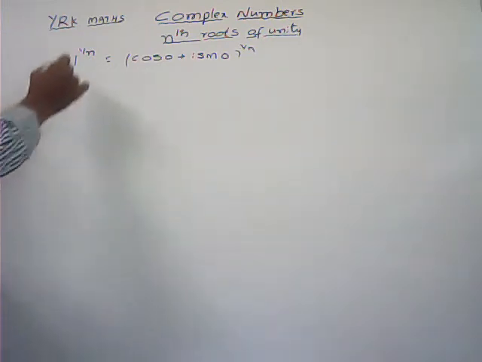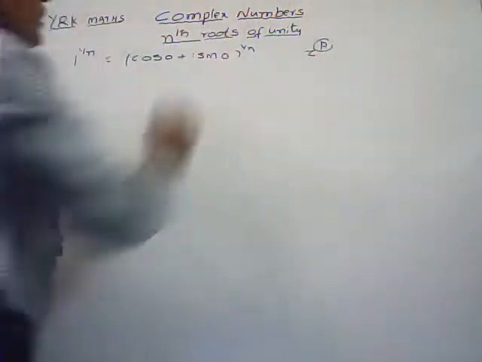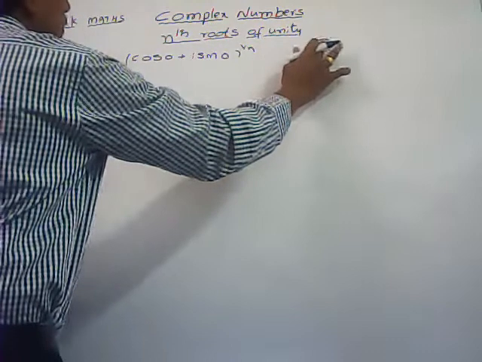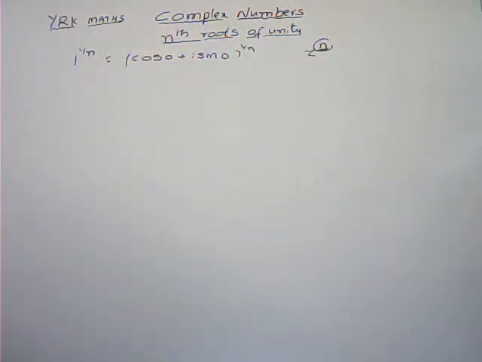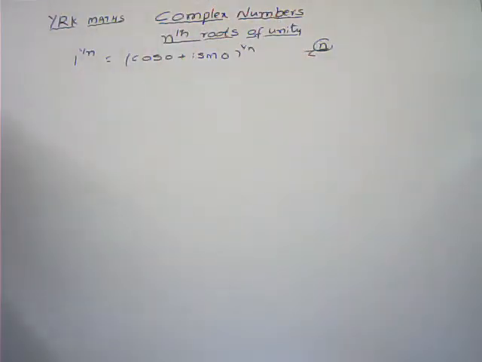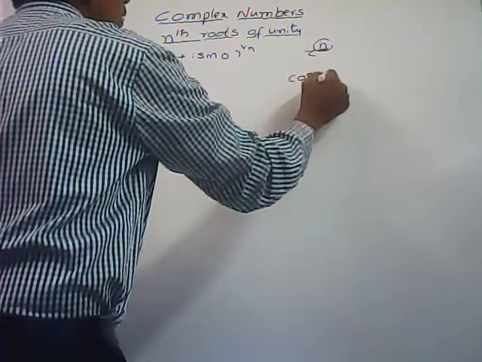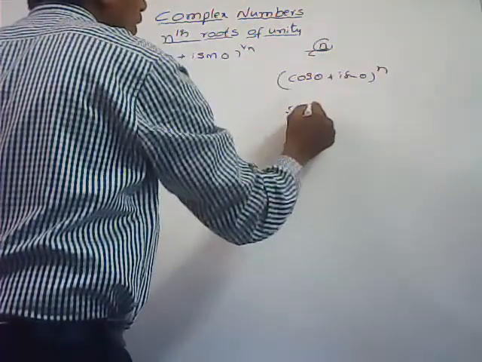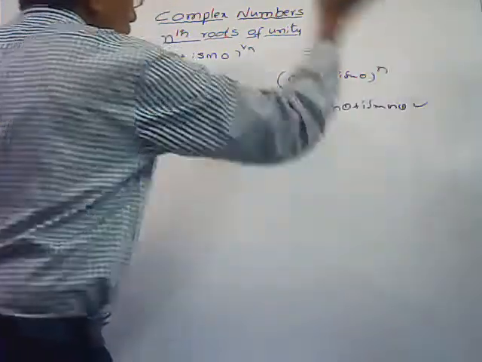Two types are there: z power p, where the power is an integer or a rational. n is the integer or n is the rational. If n is an integer, there exists only one term. For example, if a complex number is given, (cos theta plus i sin theta) whole power n, if n is an integer, that is equal to cos n theta plus i sin n theta. This one we say is De Moivre's theorem.